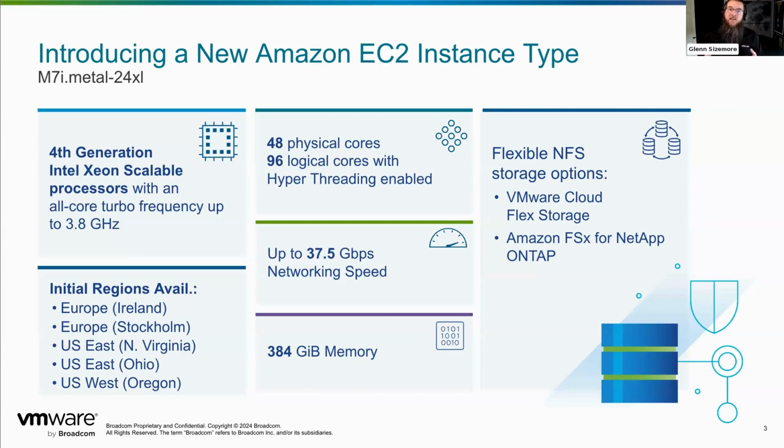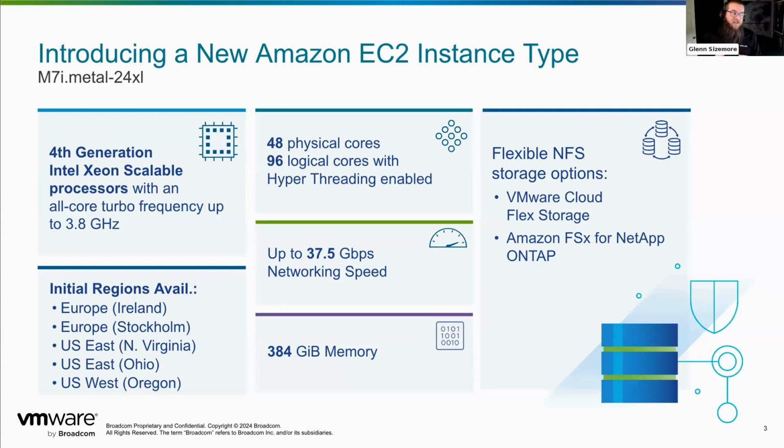Now, M7i is a latest generation host offered by EC2. It features an Intel Sapphire Rapids processor with a base clock of about 3.2 gigahertz, so it's very powerful. Turbo boosts all the way up to 3.8, so it's a real powerhouse for those hungry database workloads. It is a little bit smaller on the host size, though. It only has 384 gigabytes of usable memory.